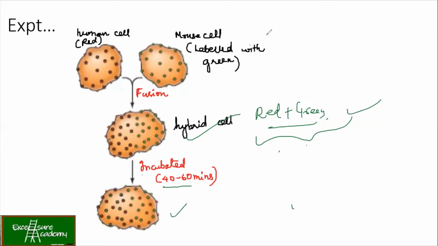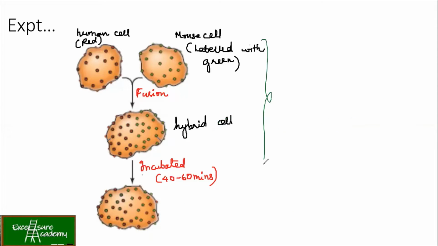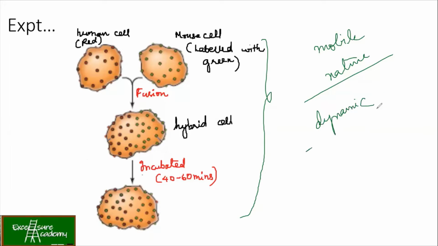Now, what is the conclusion from this experiment? So this is how the experiment was done to understand that phospholipids are mobile in nature. Okay. So what is the conclusion? That phospholipids do not stay in one place. They are always moving, so they are always in a dynamic condition. Correct? Is this much clear? This experiment is clear?